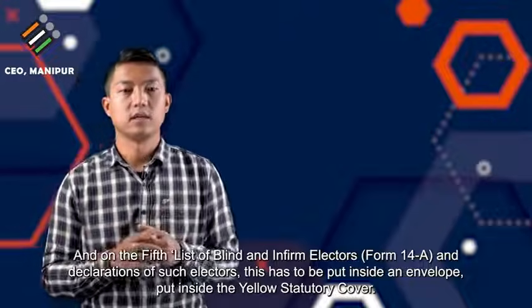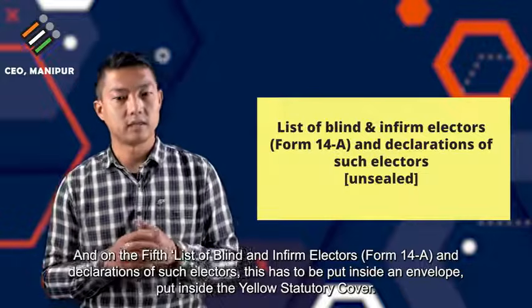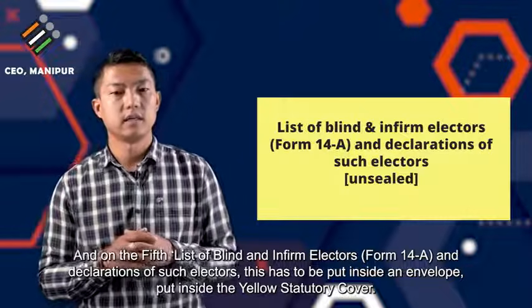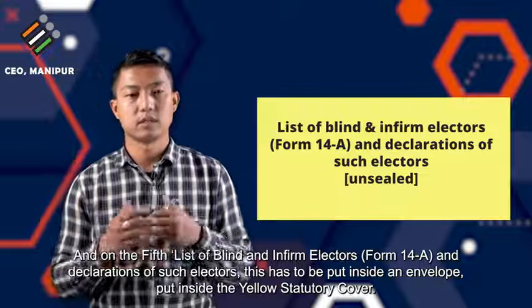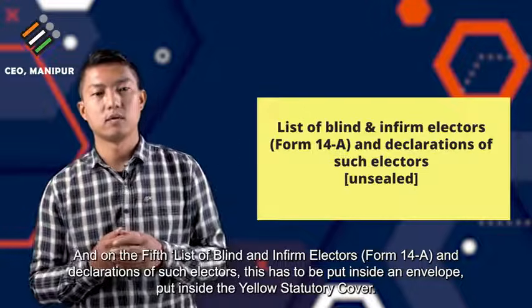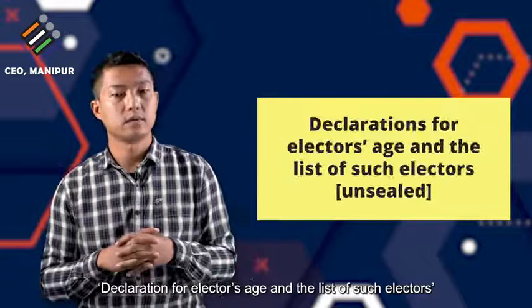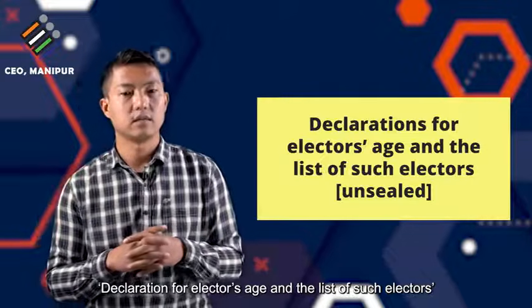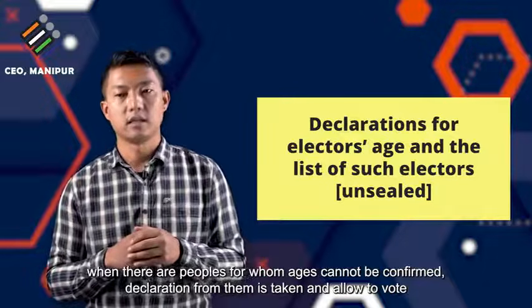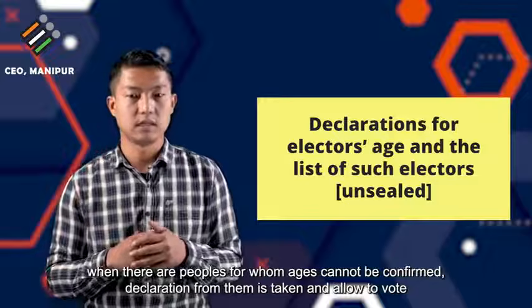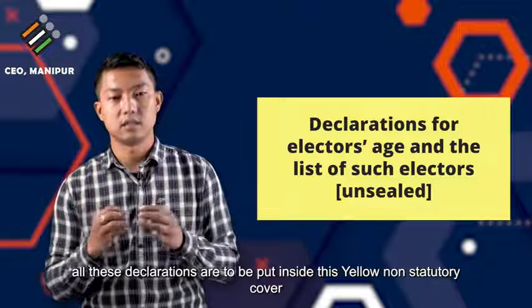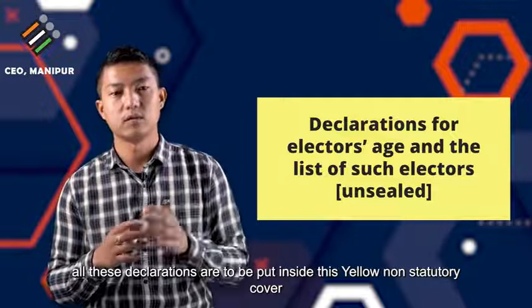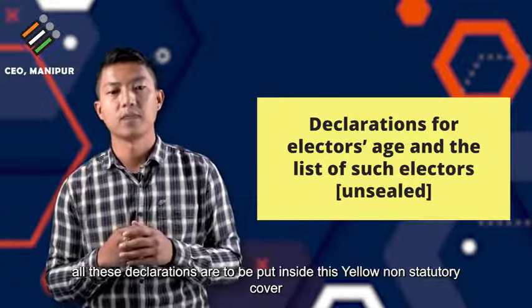And on the fifth, list of blind and infirm electors, Form 14A, and declarations of such electors, this has to be put inside an envelope, put inside the yellow statutory cover. Declaration of electors' age and the list of such electors. When there are people whose ages cannot be confirmed, a declaration from them is taken and they are allowed to vote. All these declarations are to be put inside this yellow non-statutory cover.